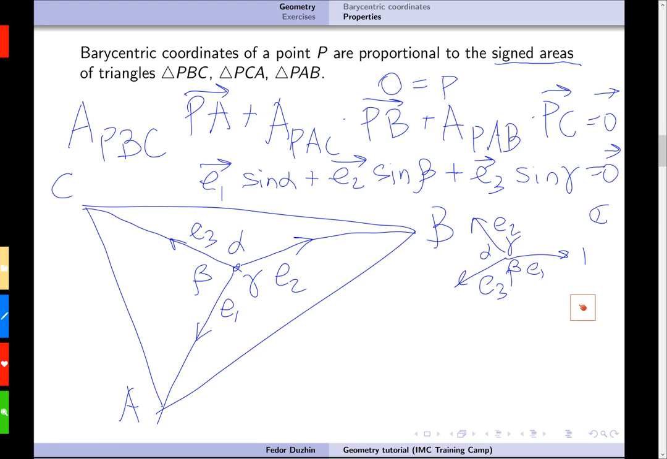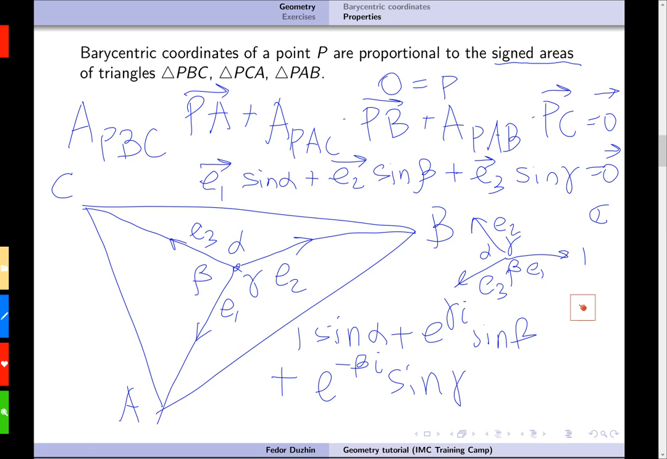So then what we need to show is that 1 times sine of alpha, plus, so which complex number sits at the end of E2? This is e to the power gamma i times sine beta, plus e to the power, which complex number sits at the end of the vector E3? This is e to the power minus beta i times sine of gamma. And we need to show that this is 0, the complex number 0 plus 0i.